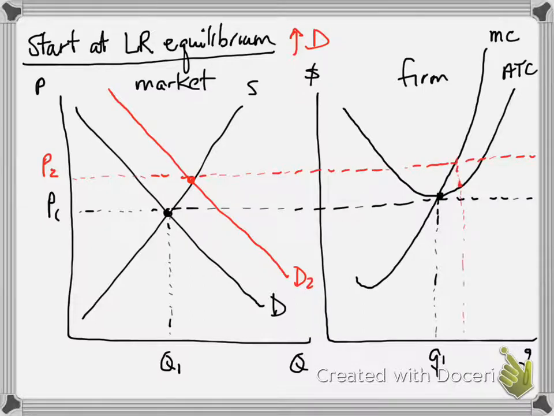Well, that would drive up the demand curve from D to D2. And so the price would rise in the market from P1 to P2. And that higher price in the market, firms would have an incentive to increase their output. And they would look to where that price is equal to the intersection with the marginal cost, and they would increase from little q1 to little q2.